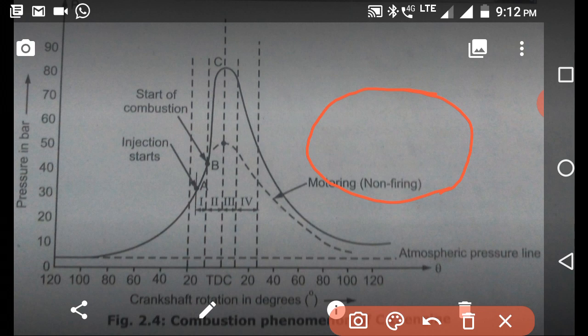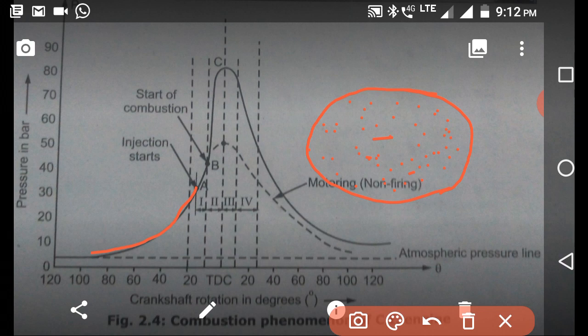Now we know that in SI engine there is a homogeneous mixture prepared by the carburetor, but here there is no homogeneous mixture, because we are injecting the fuel. Initially, what we are doing here is compressing air. This air gets compressed inside the cylinder, and when the piston comes to the top dead center, the compression will be over.